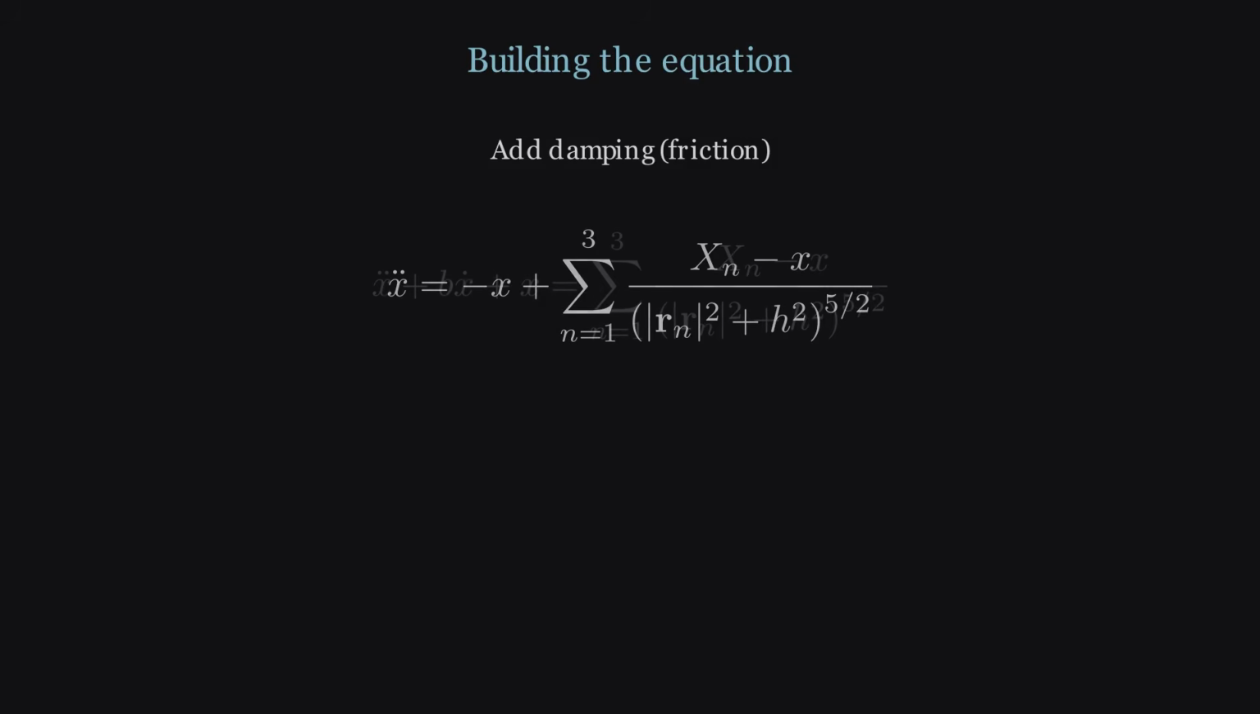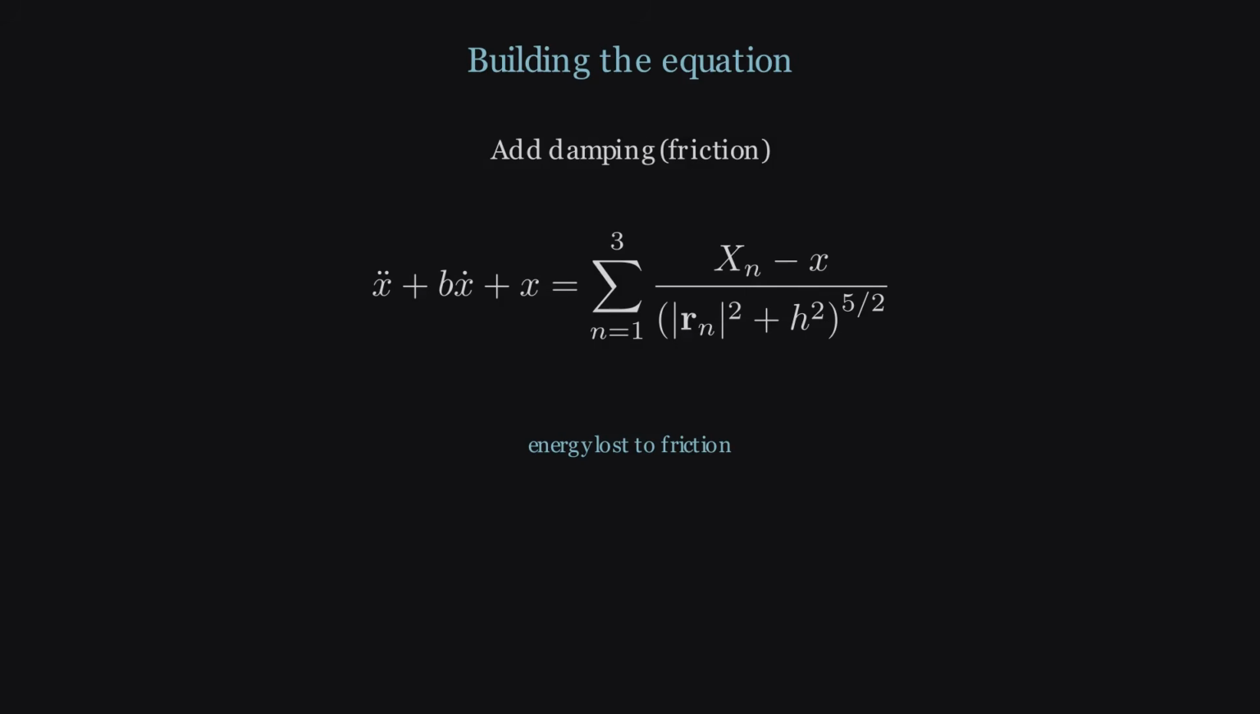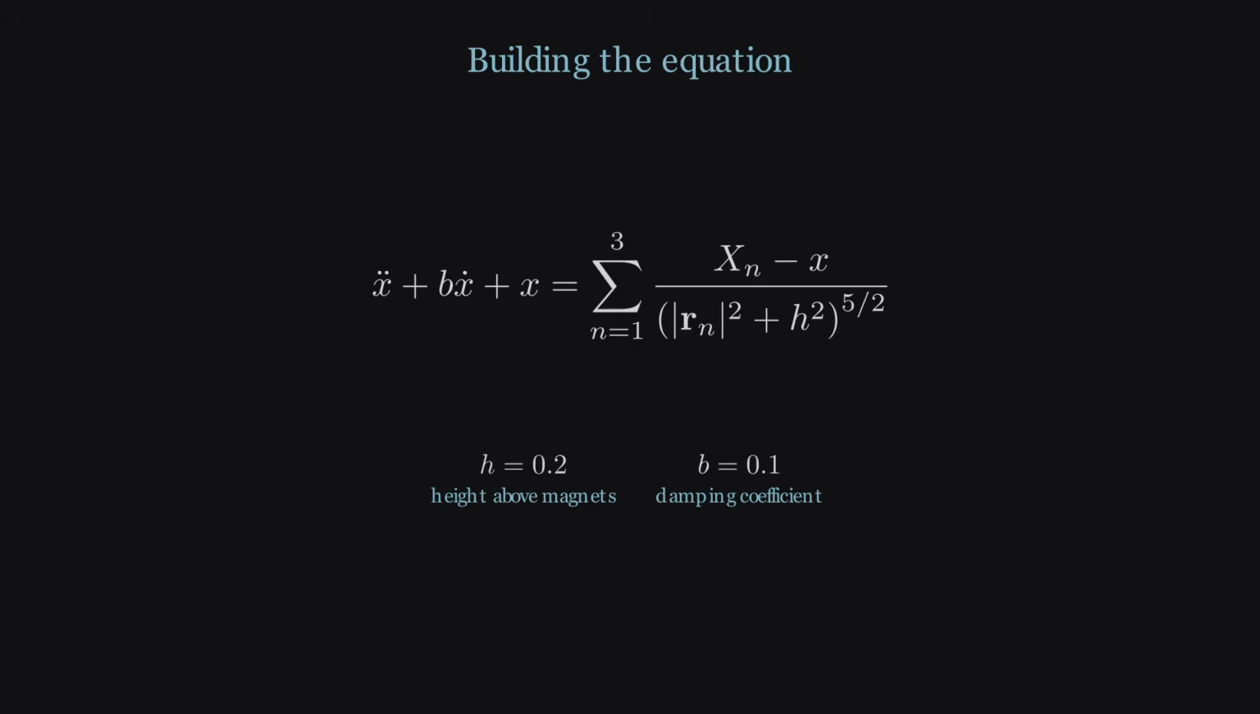Each magnet pulls the bob toward itself with a force that falls off with distance. For a magnetic dipole, the force follows an inverse 4th power law, but we need to account for the vertical height h between the bob and the magnets. The magnetic force from the nth magnet becomes the vector from the bob to the magnet, divided by the quantity distance squared plus h squared, all raised to the 5/2 power. And damping is simply negative b times velocity, where b is the friction coefficient.